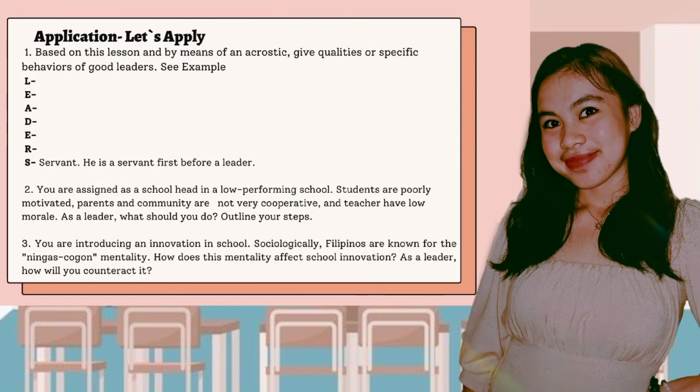Application. Let's apply. Number 1. Based on this lesson and by means of an acrostic, give qualities or specific behaviors of good leaders. See example. Number 2. You are assigned as a school head in a low-performing school. Students are poorly motivated, parents and community are not very cooperative, and teachers have low morale. As a leader, what should you do?